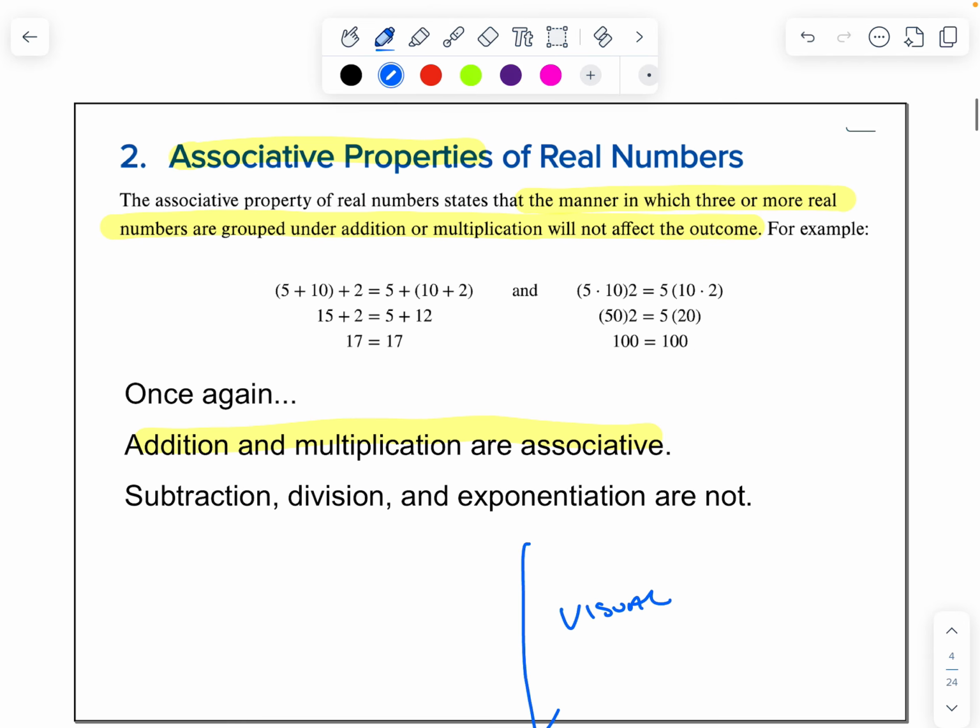The associative property is the next property we're going to talk about. If we think about the word associate, that means people that you are in a group with, right? So the associative property dictates the manner in which you can group things. Again, addition and multiplication are associative. So we can, with addition, associate the 5, 10. If we have 3 or more items, right? 5, 10, and the 2, we can associate the 5 and the 10 together, or we can associate the 10 and the 2 together. With multiplication, we can associate the 5 and the 10, or the 10 and the 2.